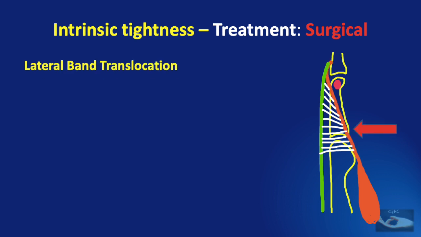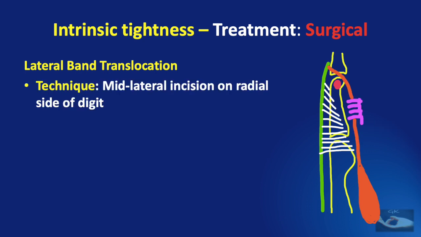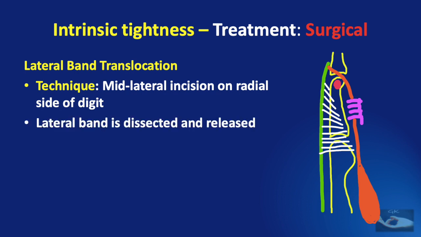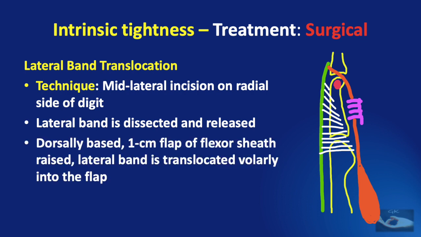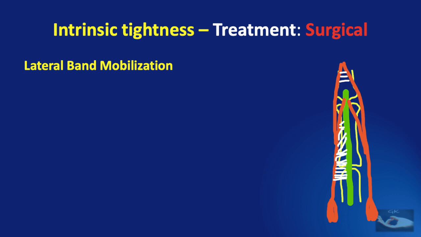In a similar procedure called lateral band translocation, the lateral bands are translocated volarly. This is done through a midlateral incision on the radial side of the digit. The lateral band is dissected and released as done for the previous procedure and retained on the volar side by raising a dorsally based 1 cm flap of flexor sheath, which is then sutured back after retaining the translocated lateral band.